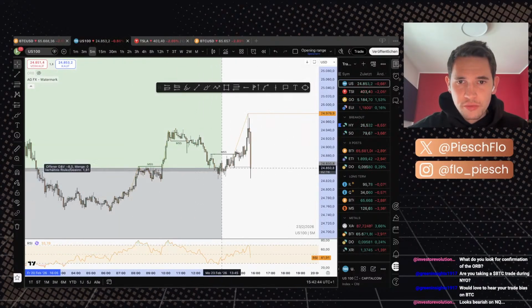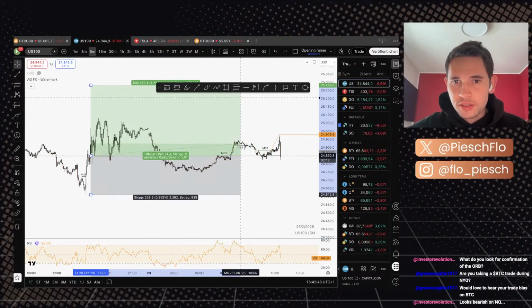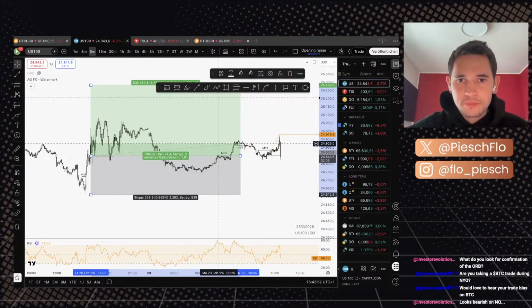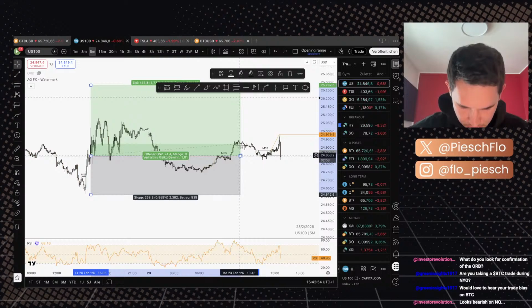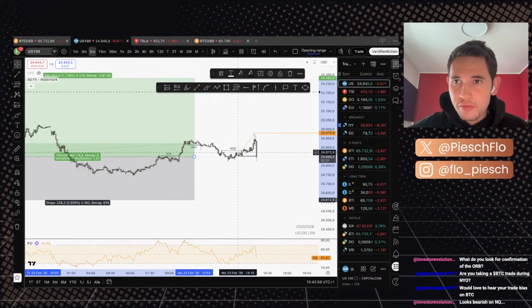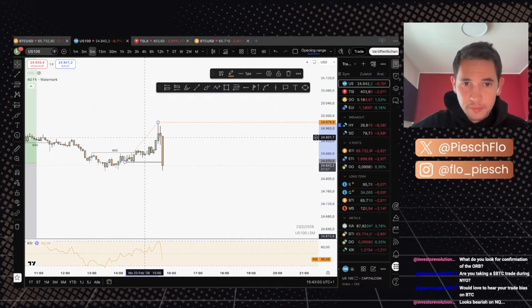Oh, I'm still in this trade, I forgot. I'm still in this trade from Friday as well, guys. It's a long, it's not break even. This is just full setup, basically. It hasn't reached any break even point, so I have to run it full setup.